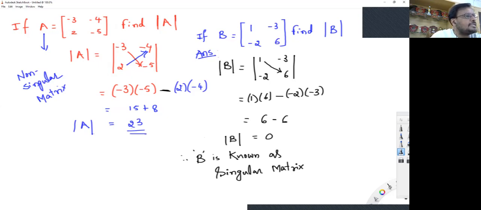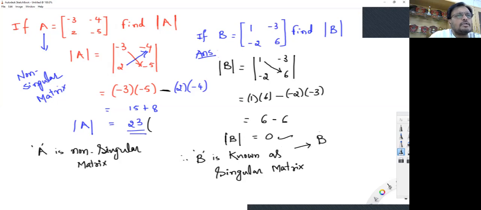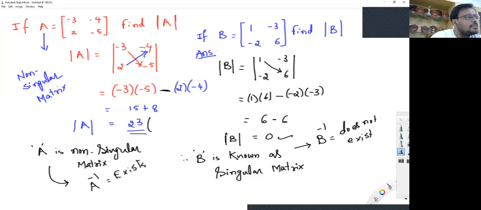So very simple. Here A is a non-singular matrix because its determinant is not equal to 0. Here the B matrix determinant is 0, therefore B is known as a singular matrix. Whenever the matrix is singular, in future its inverse does not exist. Better remember this. A is a non-singular matrix, therefore A inverse exists. If a matrix is non-singular, we can find its inverse. If it is a singular matrix, we cannot find its inverse. So this is one simple example.